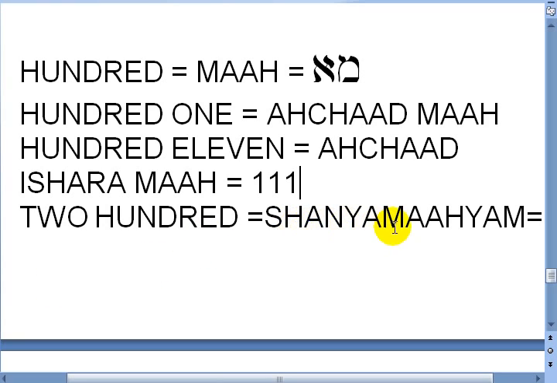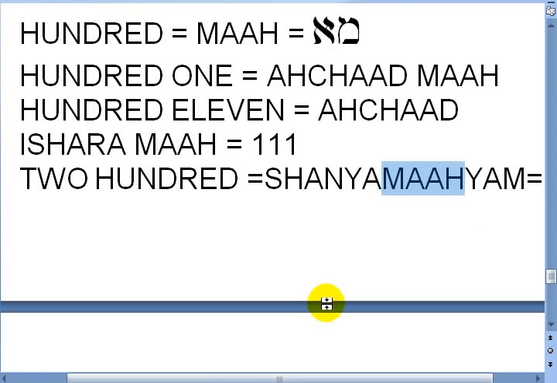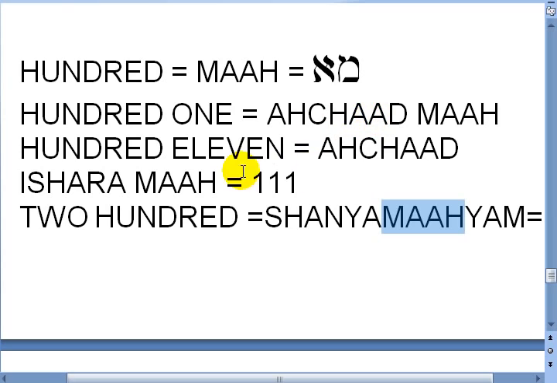Alright, 111. Alright, the same thing with the 200. The 200 is Shanya Ma'ayam. Now the Shanya is 2, Ma'ah is 100, and then the Yum gives it the plural sense, which brings it up to the next 100. Alright, so Shanya Ma'ayam. So you just build everything the same way you see it. You just keep adding the numbers that you need.